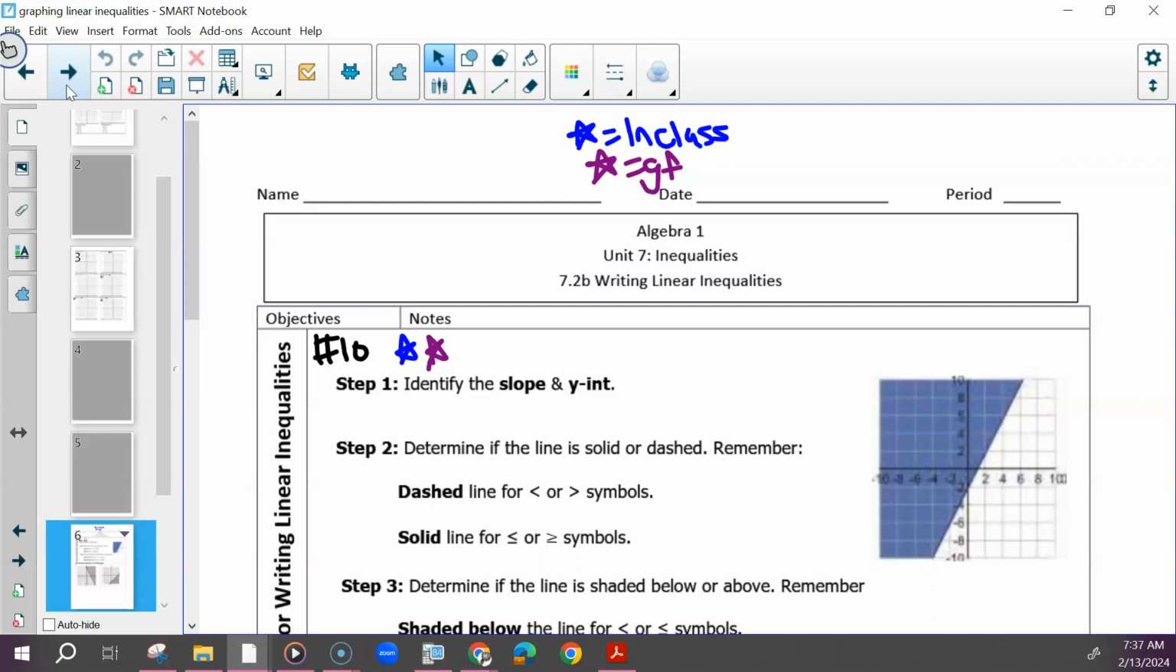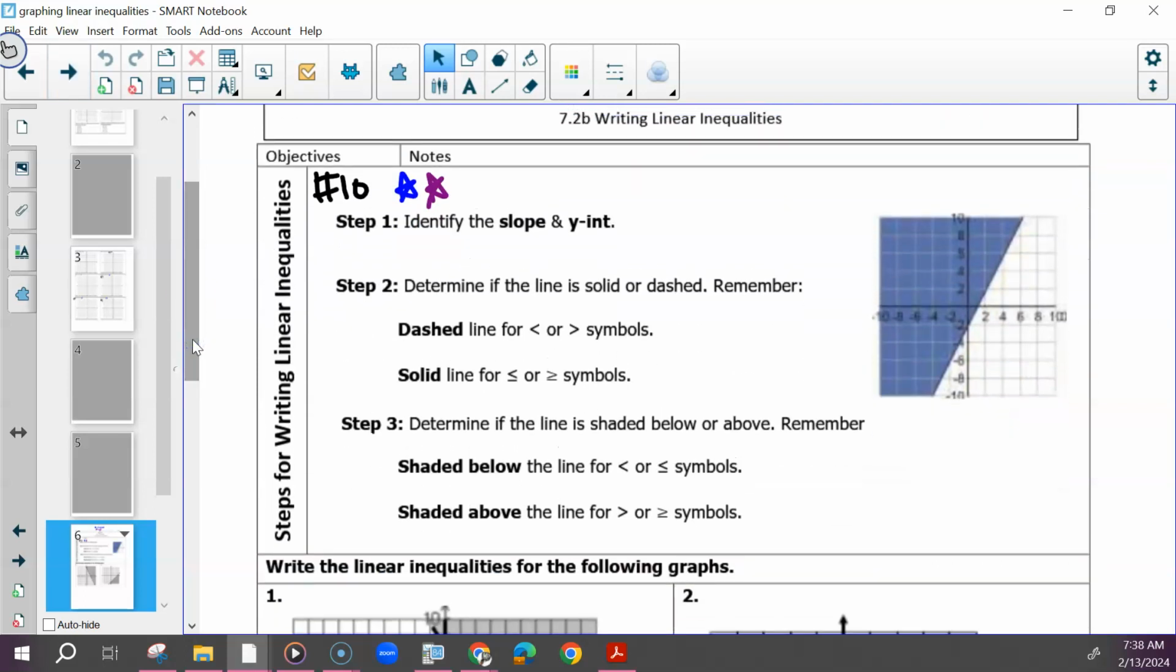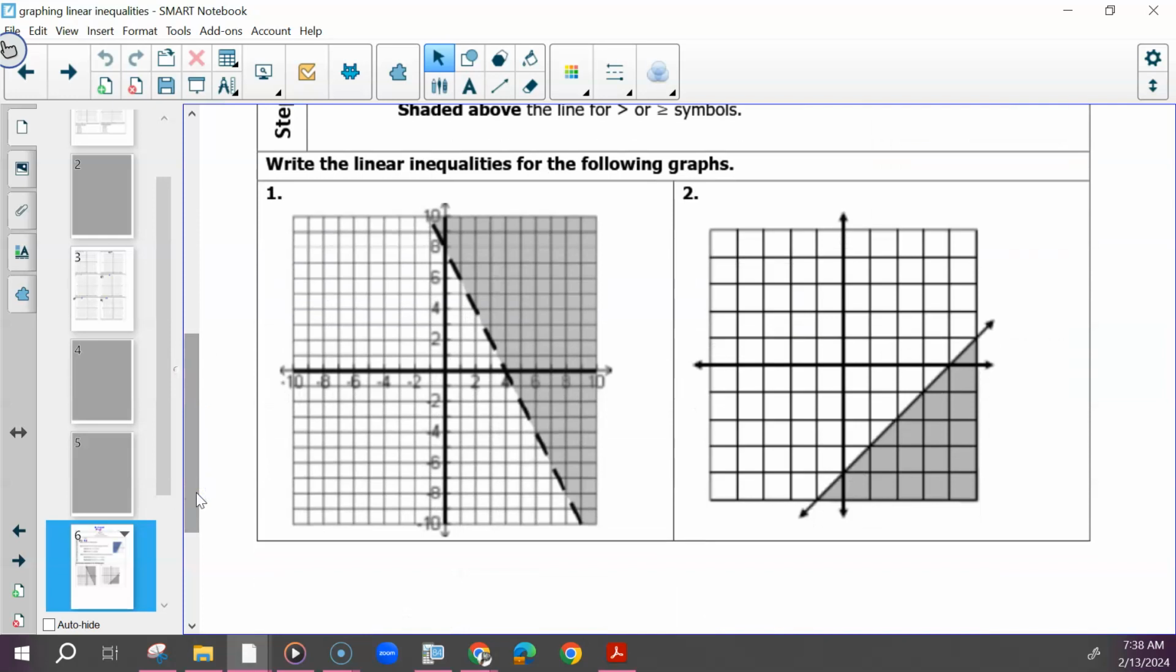And the writing, you're now given an inequality graph and have to find the inequality. So you have to figure out what the slope and y-intercept is. And remember, the type of line will help you determine the type of symbol. And also, where it's shaded will determine what type of symbol you have. Solid lines are easier than the dashed lines because you have to work a little bit harder with the dashed lines.